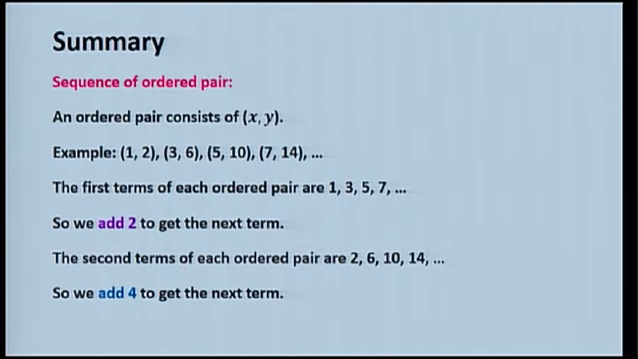The second thing that we have learned today is the sequence of ordered pairs. So an ordered pair, if you remember, consists of X and Y. Usually, we need to look at the X part first, all the X terms first, we find a sequence, and then we look at the Y terms. So here the X terms will be 1, 3, 5, 7, and so on. We can see that we need to add 2 to get the next term. For the second terms of the sequence, we have 2, 6, 10, 14, and so on. So here we need to add 4 to get the next term.